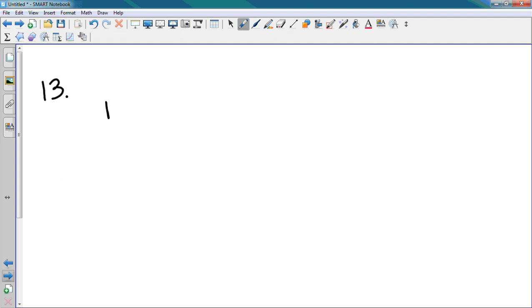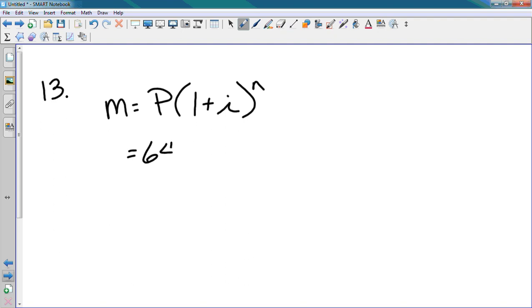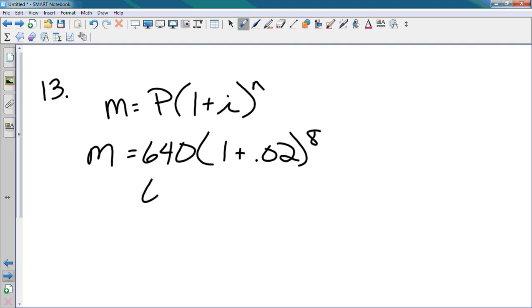Okay, m equals p times 1 plus i over d, to the n. It gives me p, i, and n. So I have 640, 0.02, and 8. Basically, now it's just order of operations. What do I do first? Parentheses. Not exponents, what comes before exponents? Parentheses, yes. 1 plus 0.02, so I have 640 times 1.02 to the 8.